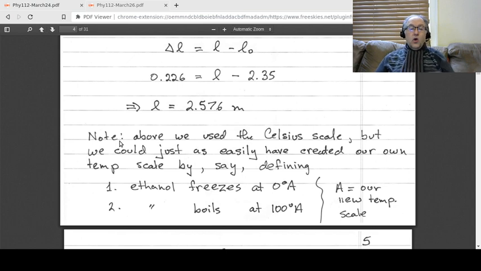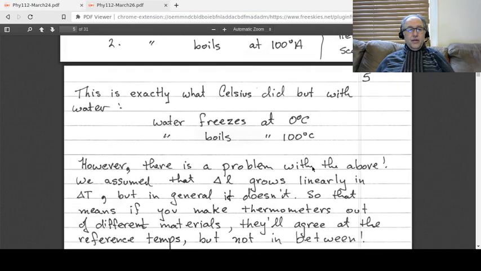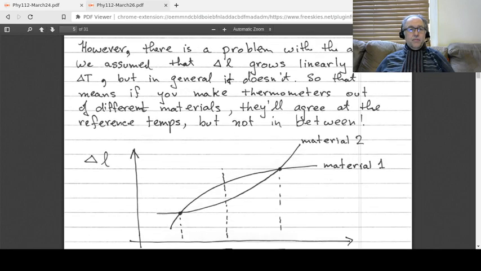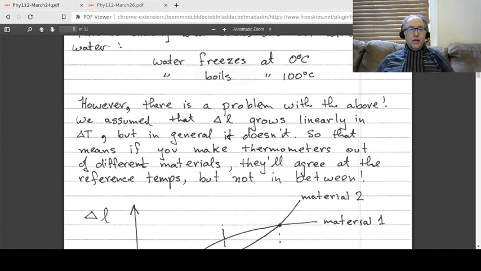Great. So we started off this lecture by asking how do we get a handle on temperature? And the answer was we can just use an instrument, and so now we have a handle on temperature. Now I told you there was a problem with the scale. So what is that problem? The problem is that the assumption underlying everything we've done is linearity.